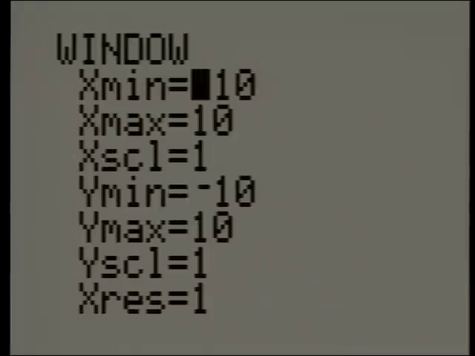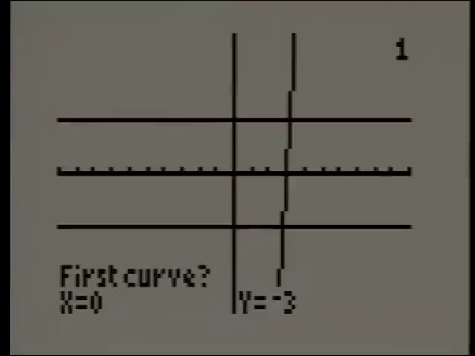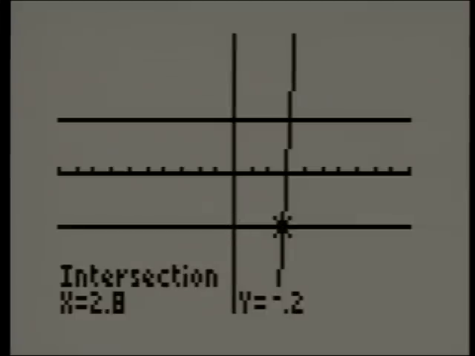So let's change our window. We can leave that, negative 10, and maybe put this from negative 0.5 to positive 0.5. And graph. Now we have to find the intersecting point. So let's intersect. And we'll get the first intersecting point of 2.8 for x and negative 0.2 for y.